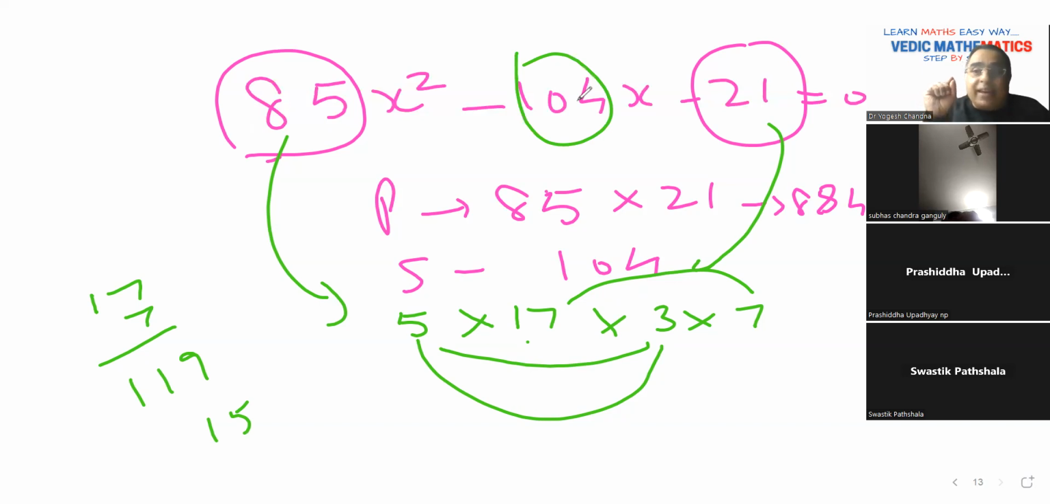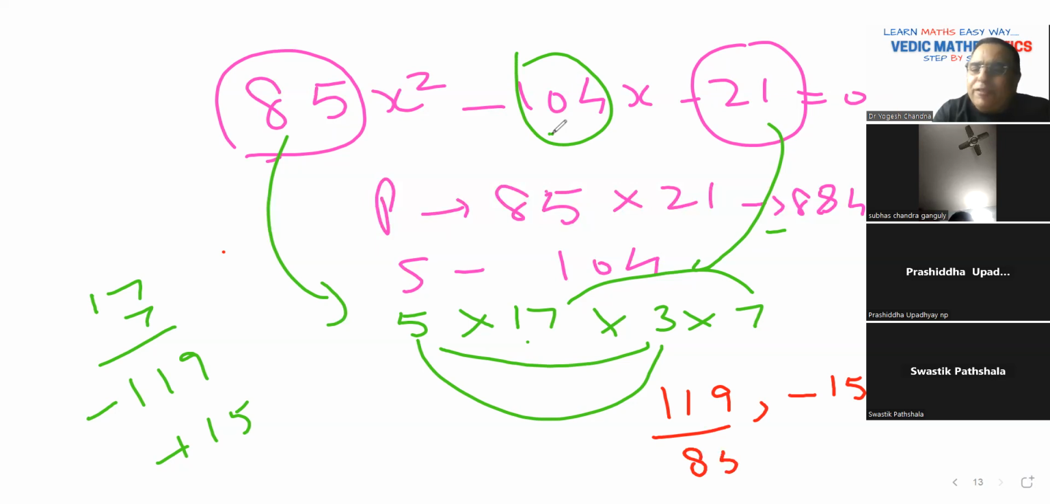But again, just small observations. We want negative of 104 and negative of the product. So that means this would be negative and this would be positive. But for roots, reverse the sign. So reversing the sign means, what is the answer now? 119 and minus 15, because we have reversed the signs. And we just have to divide by 85.